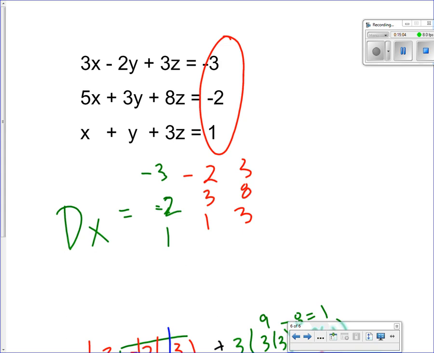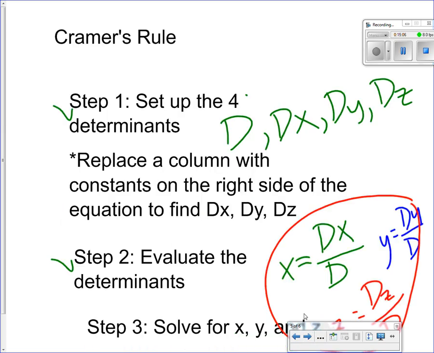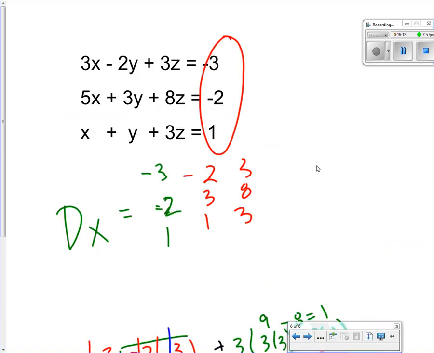And if you look back at the notes that we wrote, right here it says replace a column with constants on the right side of the equation. So these right side constants are replacing the x column right here. So now we're going to find the determinant of this x matrix.